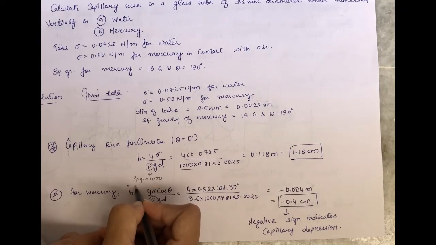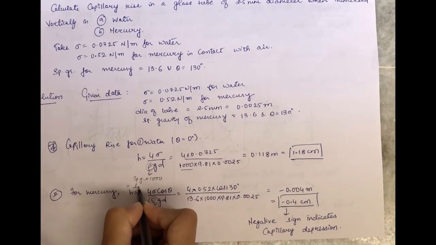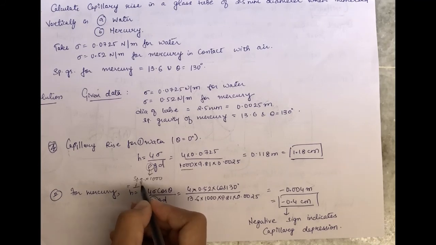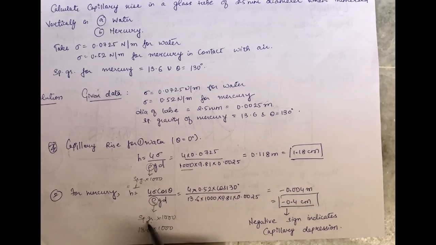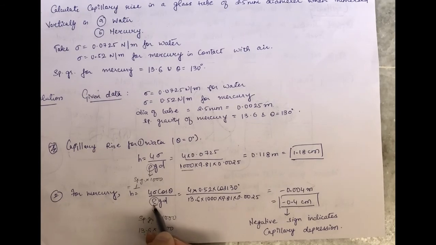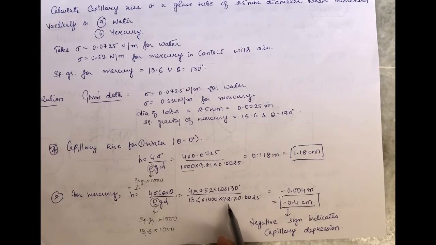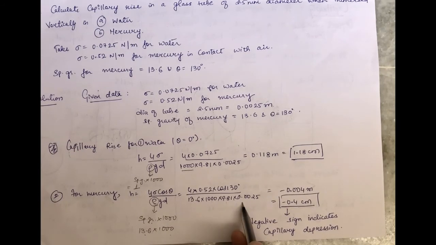Here we know the specific gravity of water into 1000. The specific gravity of water we have studied, right? In the first lecture I told you that the specific gravity of water is 1, because it is the ratio of weight density of a fluid to the weight density of a standard fluid. Here our fluid is water and the standard fluid is also water, so it will be 1, and 1 into 1000 equals 1000. But the specific gravity of mercury is different, that is 13.6, so 13.6 into 1000 will be the density of mercury. So 13.6 into 1000 into 9.81 into 0.0025.